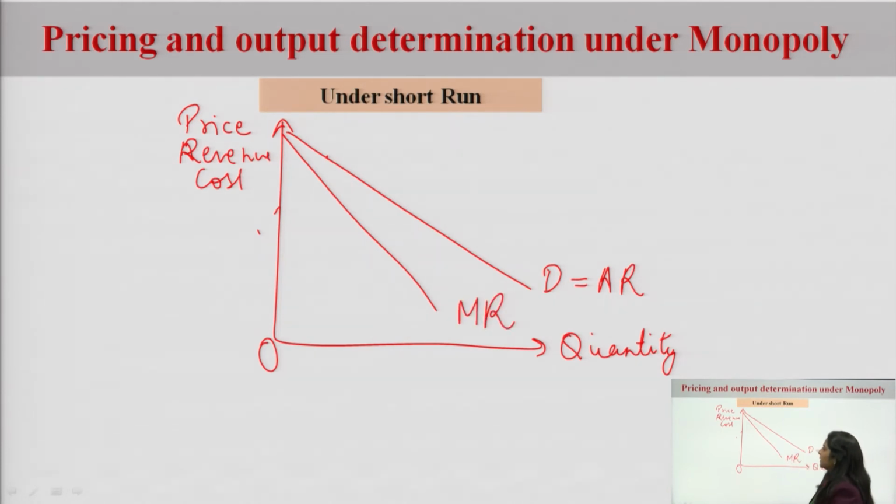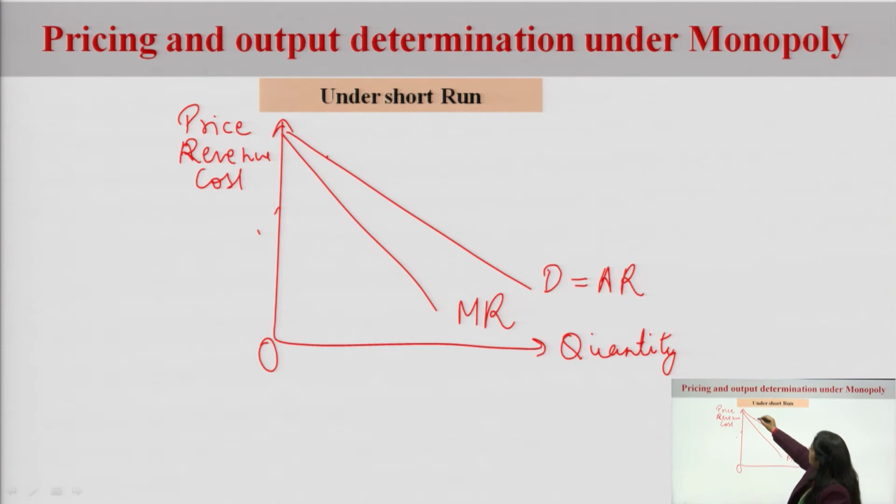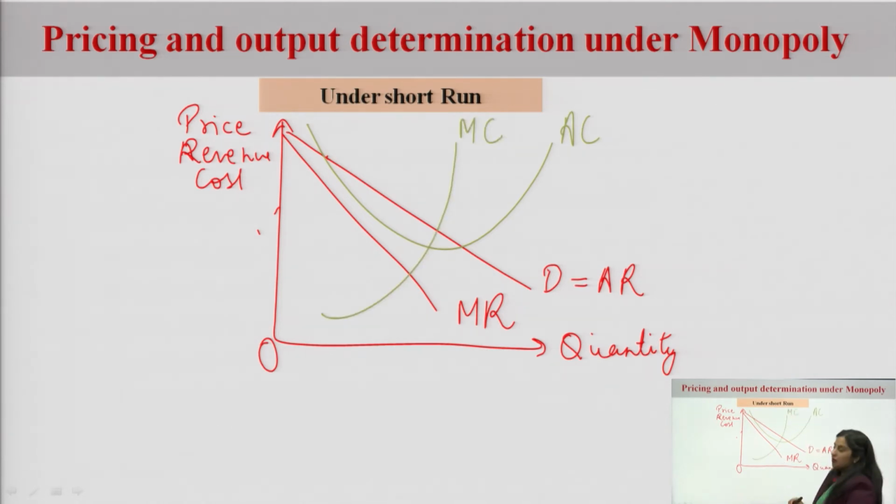Suppose the seller has this much average cost, and this is the marginal cost of the seller. So, how will the seller identify his optimum output? Optimum output means where the profit is maximum. What is the rule? Find a point where MR is equal to MC. MR and MC intersect at a point E.